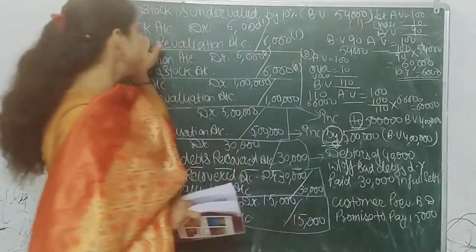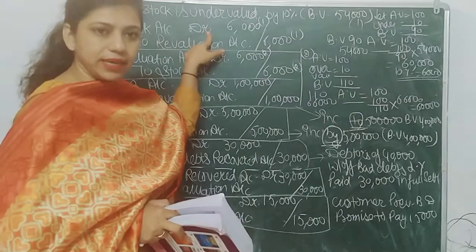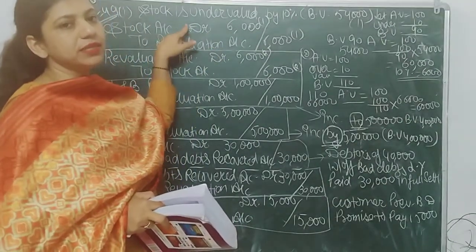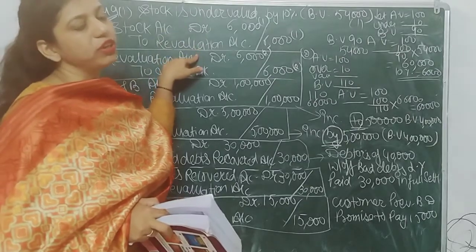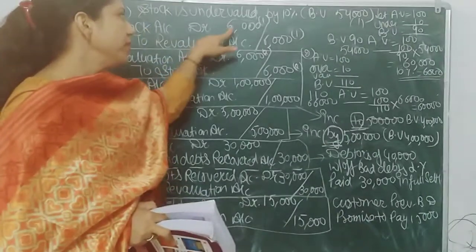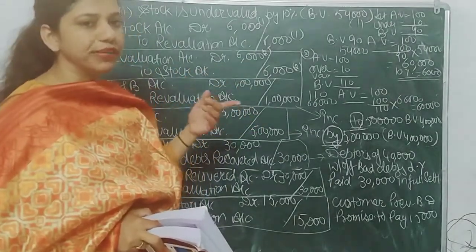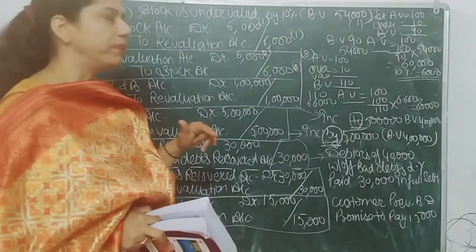So what will be the entry? Stock account debit because the asset is increasing, to revaluation, because if an asset is increasing, there is a profit. So revaluation should be credited by 6,000. Similarly, we will do one more point so that you understand the concept properly.